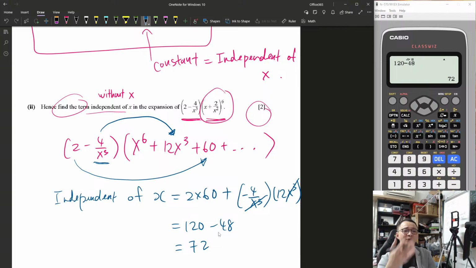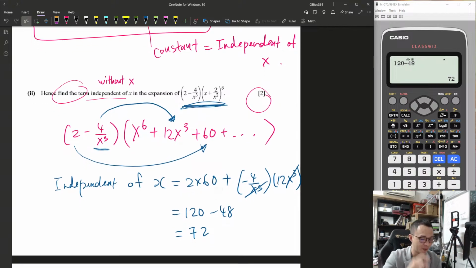What does 72 mean here? It means if you expand these two brackets, you will find you have one term which is only a number without any x. That term is 72. This is the meaning of independent of x. In the IGCSE exam, you always see the keywords independent of x, so you need to understand what this is.